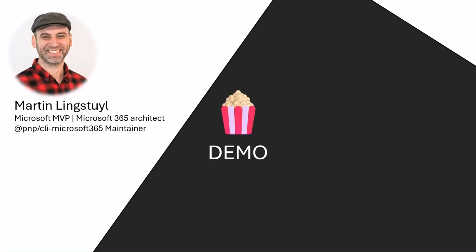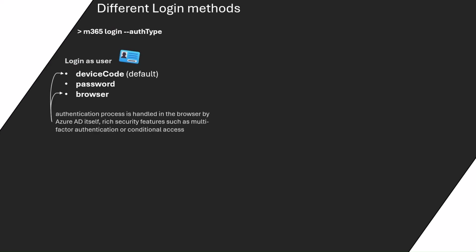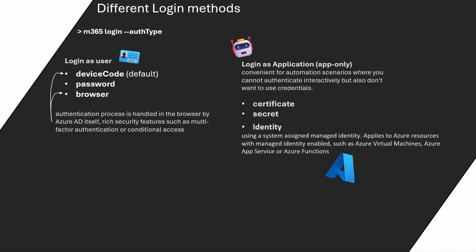Okay, really awesome. And before we wrap up, just one thing I wanted to mention. So Martin showed a couple of ways you can log in using Microsoft 365. You can log in as a user using the device code, browser, or password authentication types. The device code is default, and the device code and browser are recommended because then you can use security features like MFA, which browser supports. You can also log in as an app, and then you can use the certificate or secret authentication types, or we also have the identity authentication type, which should be used when CLI is used in Azure resources.